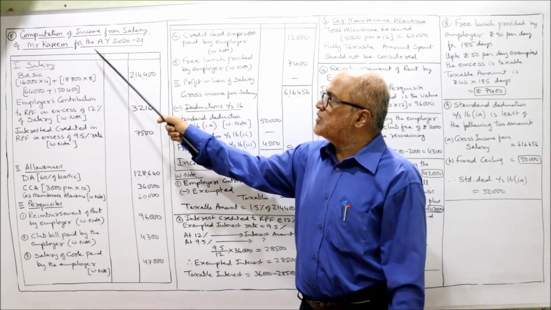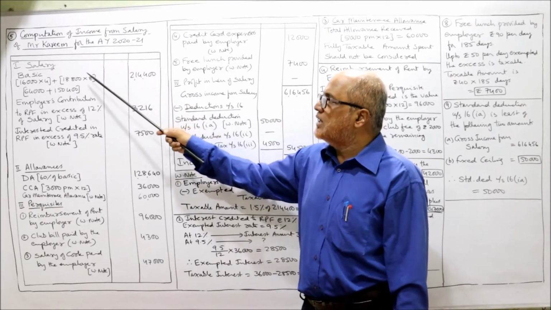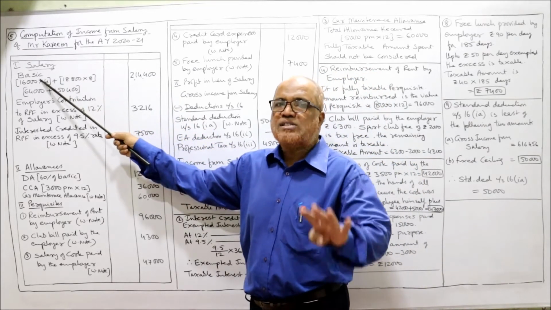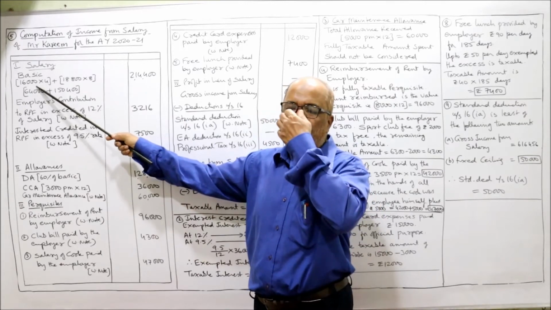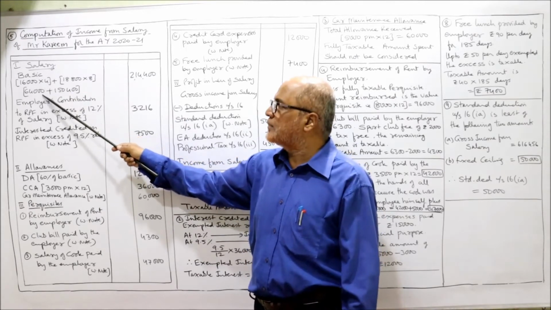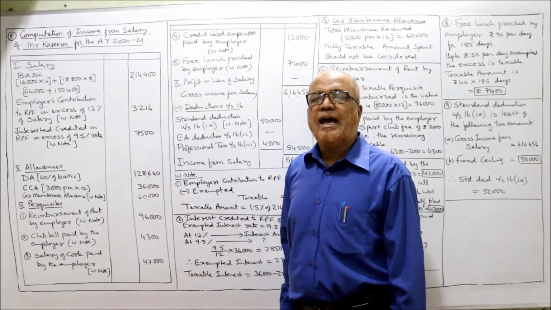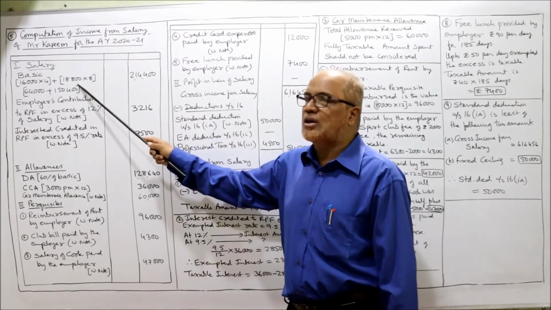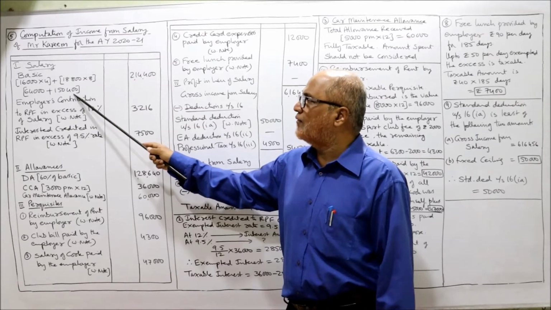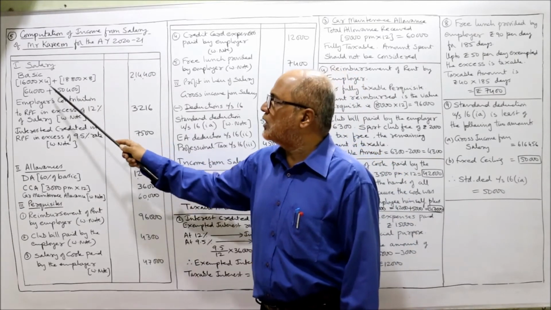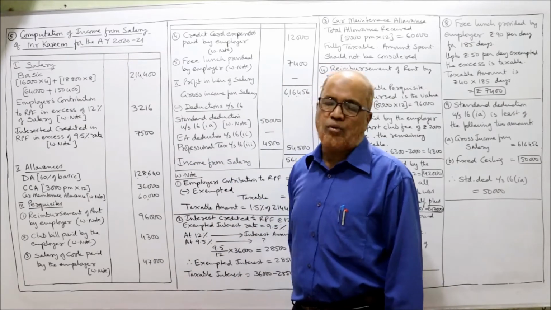Computation of income from salary of Mr. Karim for the assessment year 2021. Salary, basic salary. First 4 months salary is 16,000 per month. So 16,000 into 4, 64,000. The remaining 8 months salary is 18,800. It is given in the problem. So 18,800 into 8, we have 1,50,400. The total of the basic is 2,14,400.